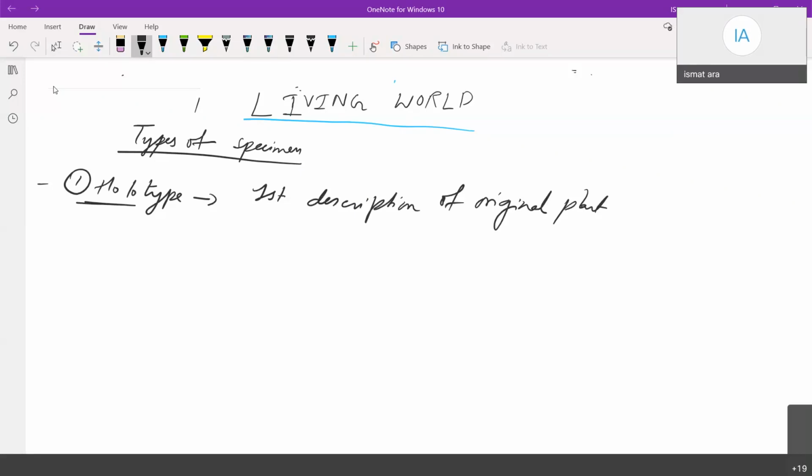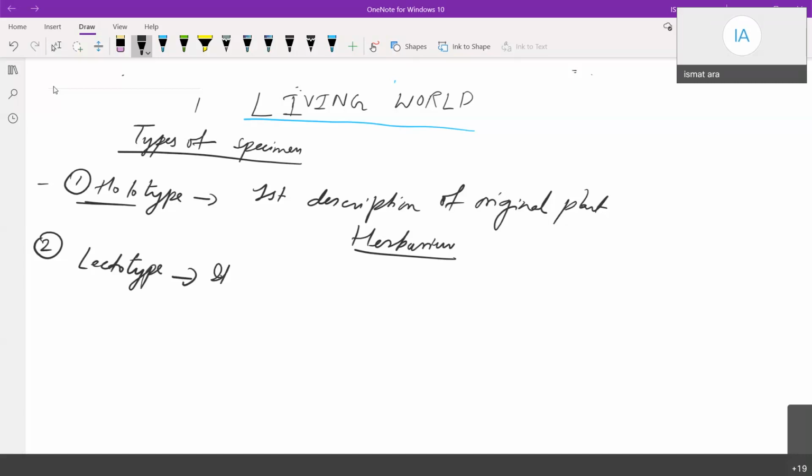Here I'm talking about the herbarium. What is herbarium? I will explain this a bit. Next is lectotype. Lectotype means suppose this holotype herbarium has been lost. Now you prepare the sheet again, seeing the original plant. You had made a herbarium, but that herbarium, the holotype, is lost. So you again make another herbarium. This time we will not call it holotype, we will call it lectotype.